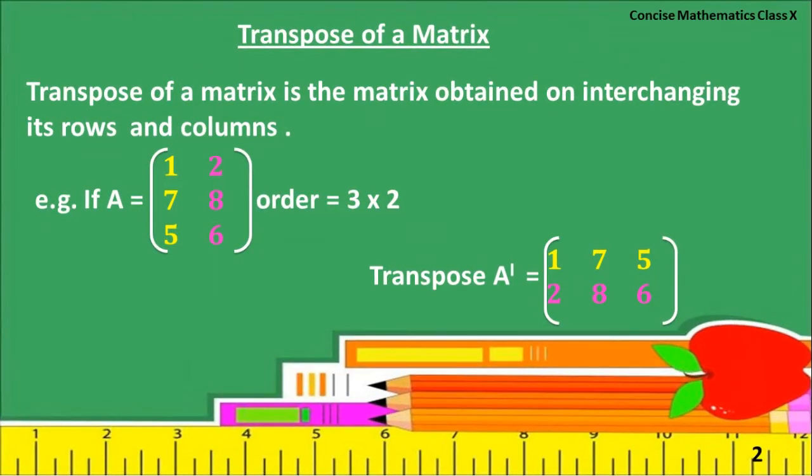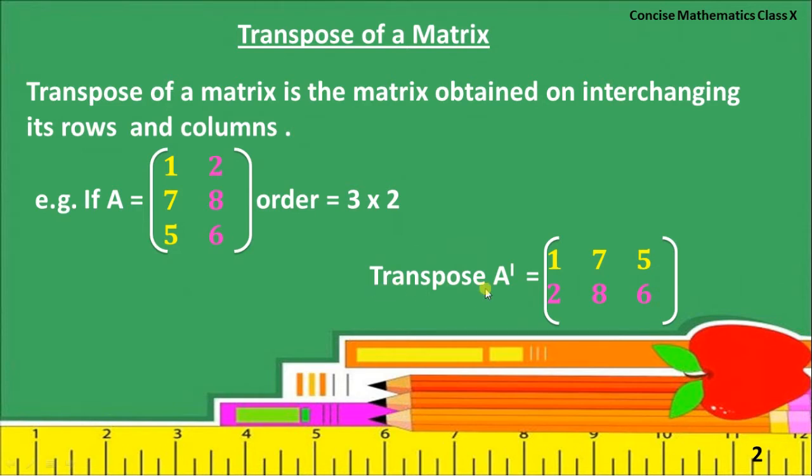Transpose of a matrix. Transpose of a matrix is the matrix obtained on interchanging its rows and columns. Observe the given example here. If A is equal to 1, 2, 7, 8 and 5, 6, this matrix is of the order 3 by 2. That means there are three rows and 2 columns. How to find out its transpose?